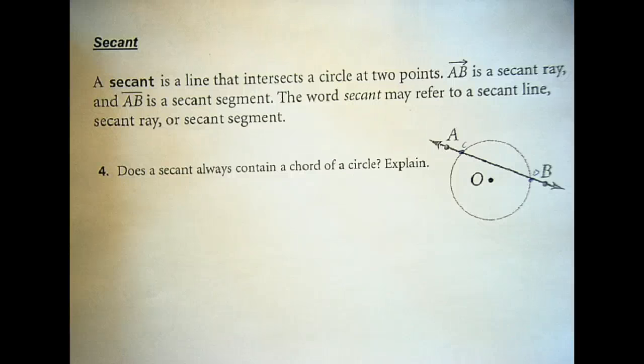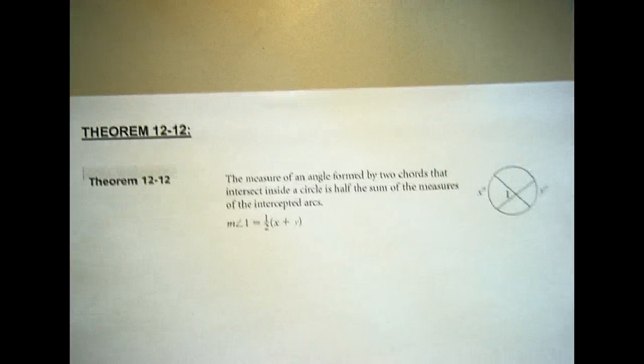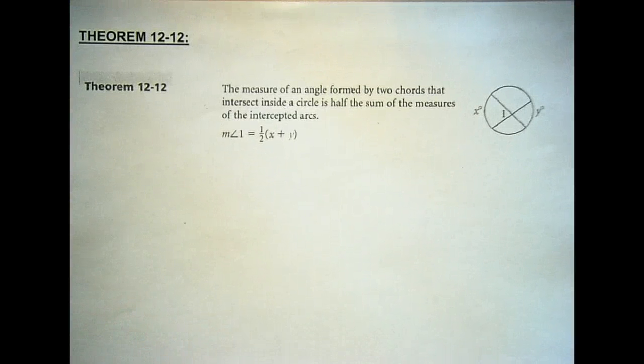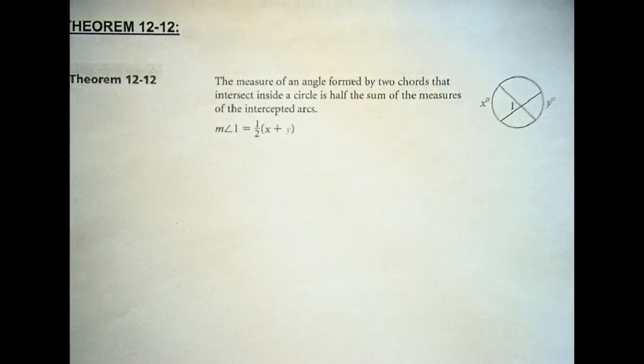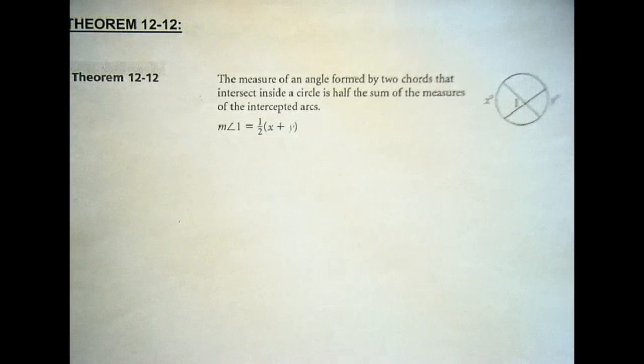How many of you are still defining your theorems? Okay. So we have our first theorem, 12-12. How many have that one down? Okay. I'll give you a minute there to finish that one. That's theorem 12-12, and then I'll get 12-13 up there. Okay. So the measure of an angle formed by 2 chords that intersect inside a circle is half the sum of the measures of the intercepted arcs.